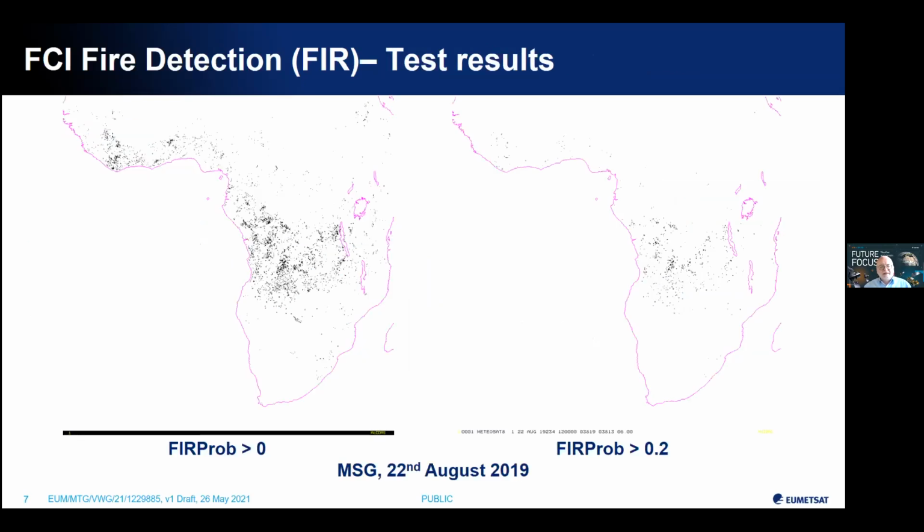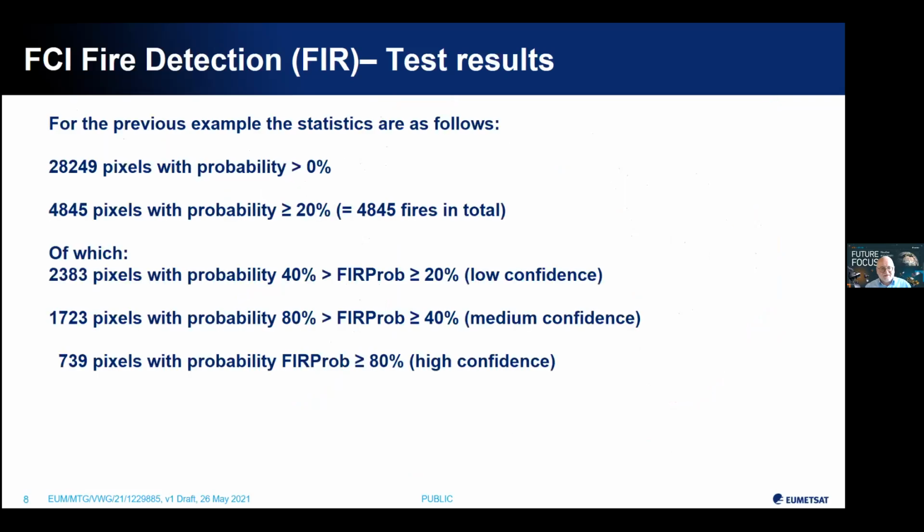Here's an example for MSG SEVIRI. On the left side, we look at an image over Africa with a fire probability, all pixels with a fire probability greater than 0. There are a lot, but there are also a lot of false alarms. On the other side, having our criteria that a fire is detected if the probability is larger than 0.2, then we get quite a bit fewer fires, but with a higher confidence that these are real fires.